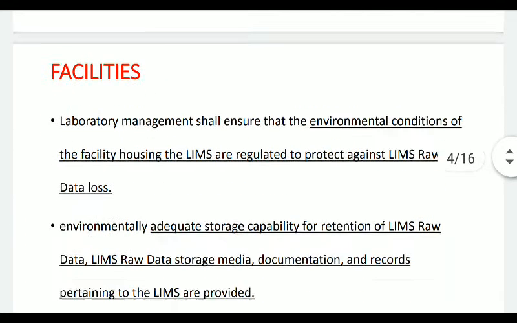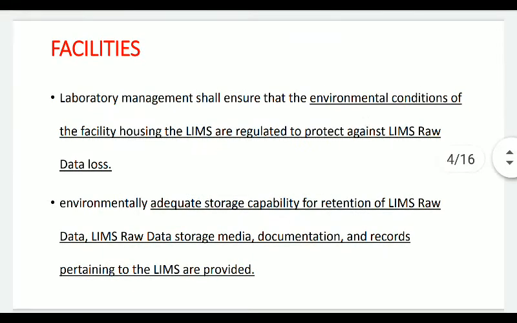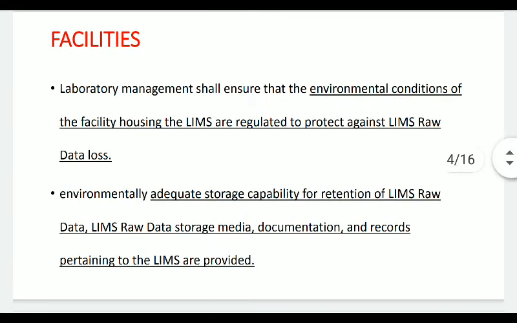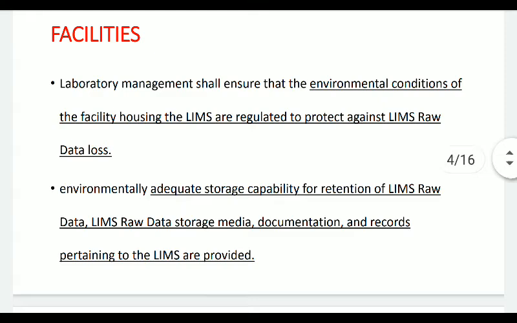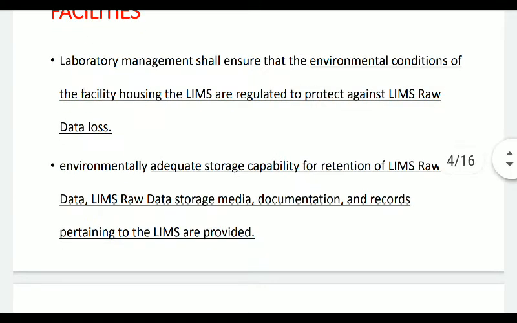The next set of guidelines are about facilities. These facilities are mainly associated with the facilities needed to operate software and hardware in an efficient way. So it is the job of laboratory management to ensure that the environmental conditions of the facility housing the LIMS are regulated to protect against LIMS raw data loss.